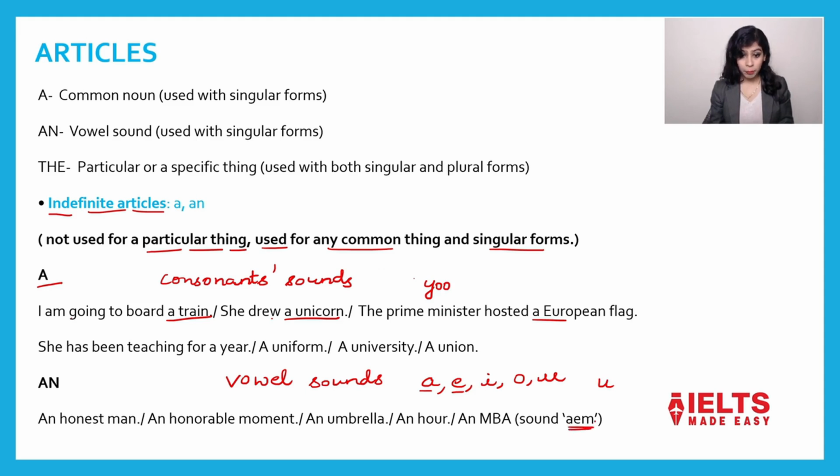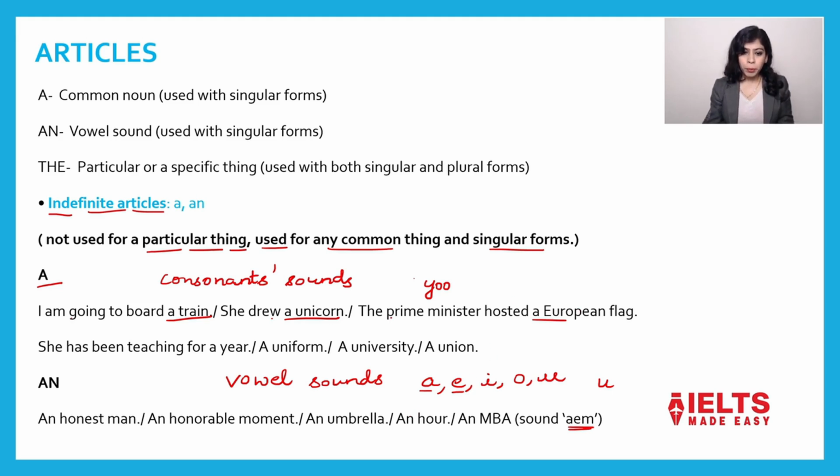A-E-M. So we can say an hour. An umbrella, an hour, an MBA. He is an MBA. It's been an hour. This is an umbrella. It's an honorable moment. So we use an whenever we have a vowel sound. We are not going to take care of the words or the alphabet. We'll take care of the sounds. Vowel sound. And same for consonant sound.